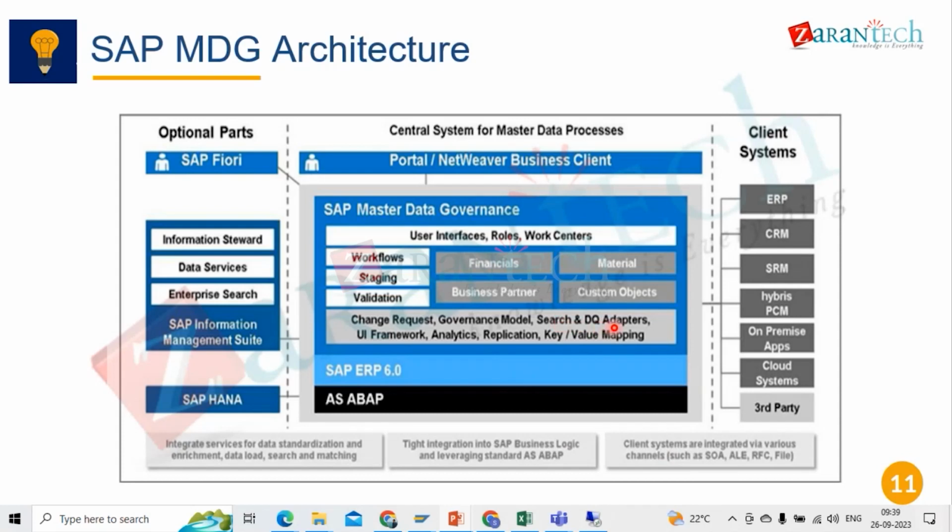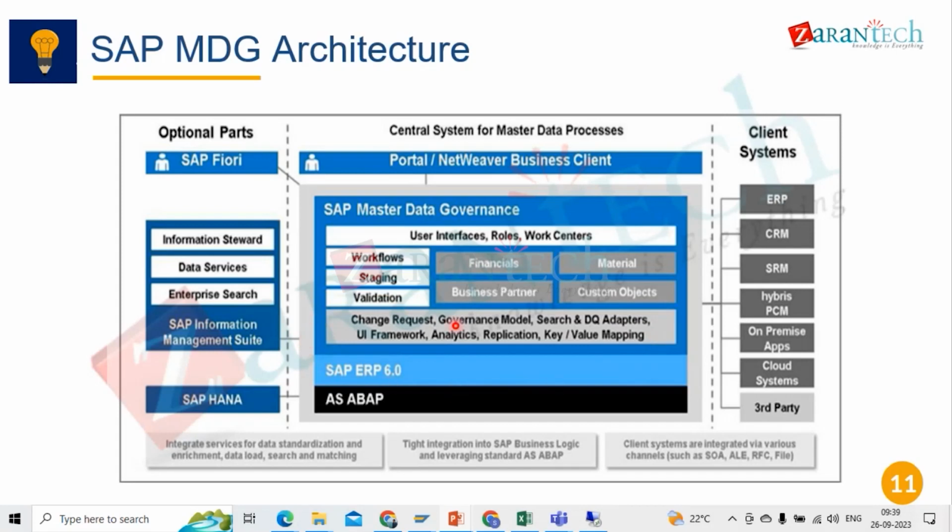Here you can see search and DQ adapters. DQ here is data quality. Through these objects, we can identify the duplicates.